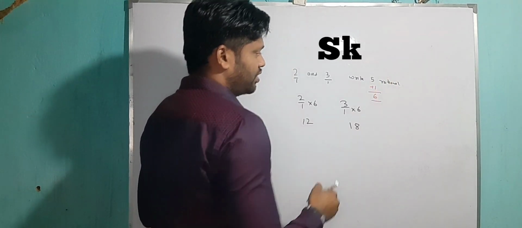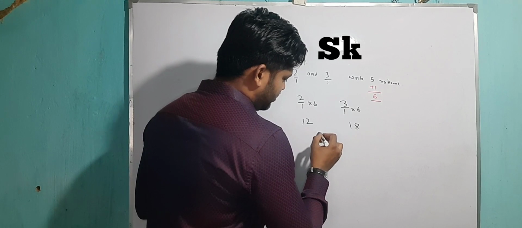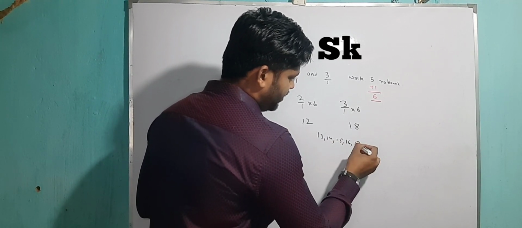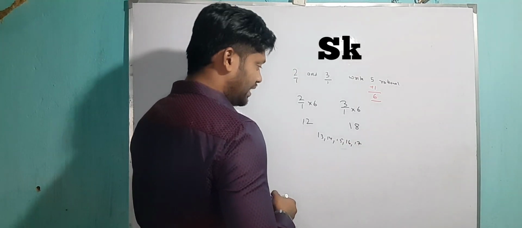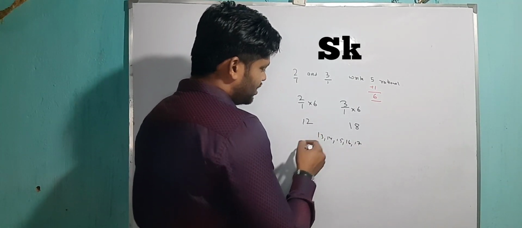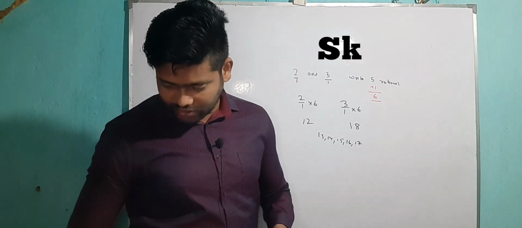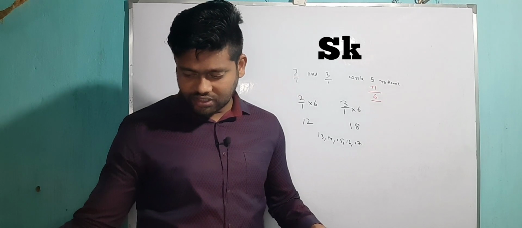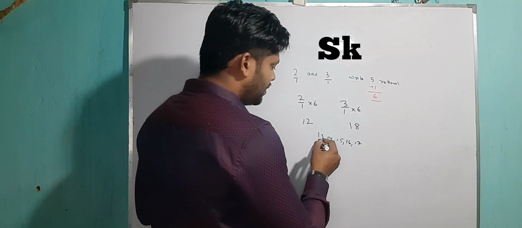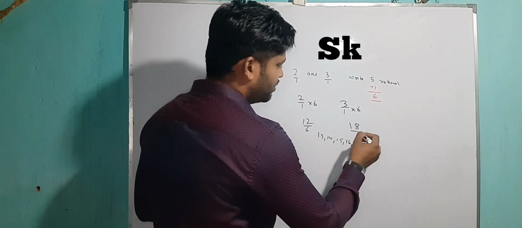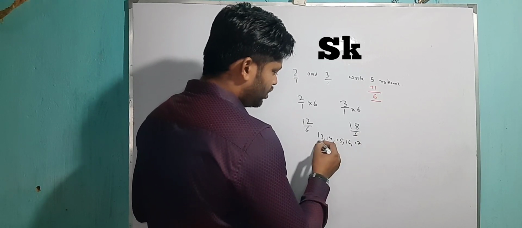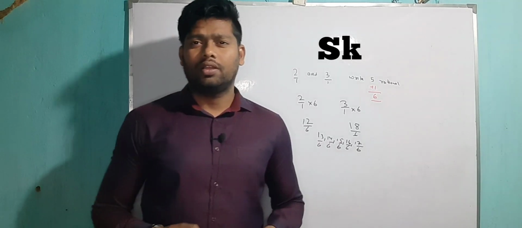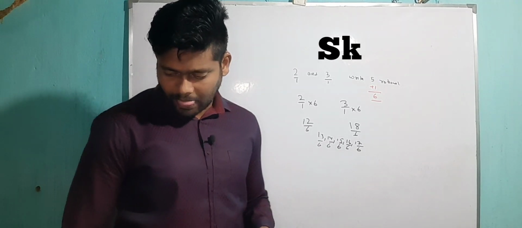So now tell me the numbers. How many? 5 numbers, right? The answers are 13, 14, 15, 16, 17. 5 numbers are done. So I can write 12, 13, 14, 15, 16. These are the numbers. Okay, so you can write 12 by 6, and here 18 by 6. Everywhere you can write 6. So these are the numbers. Okay, simple, right? So you will do it like that.